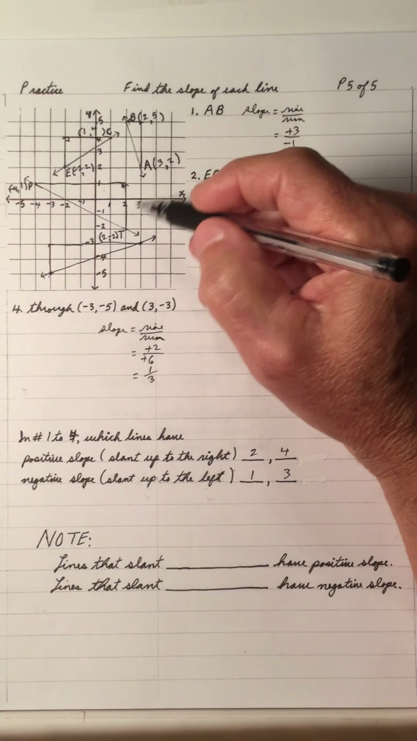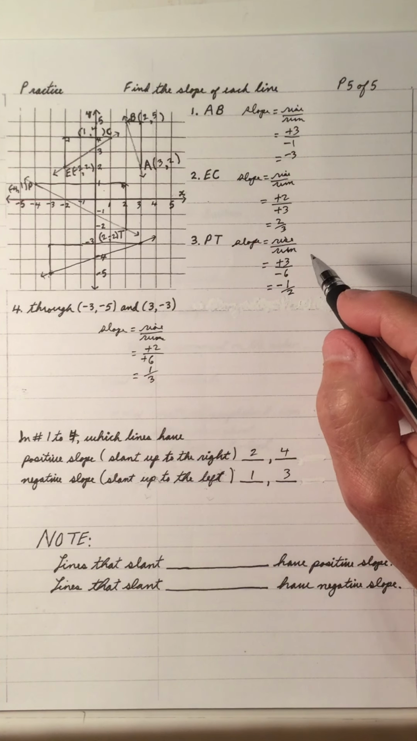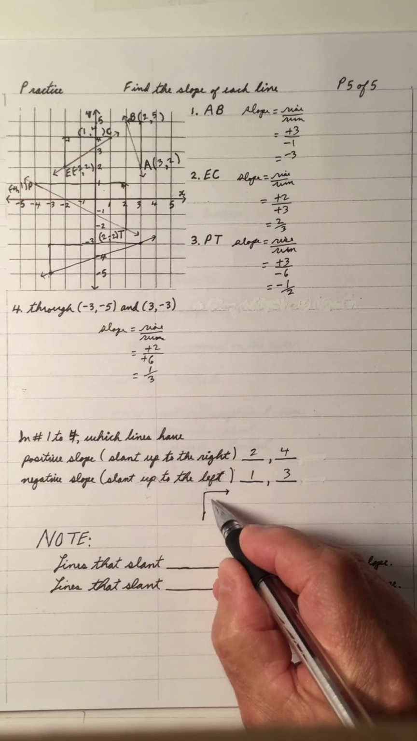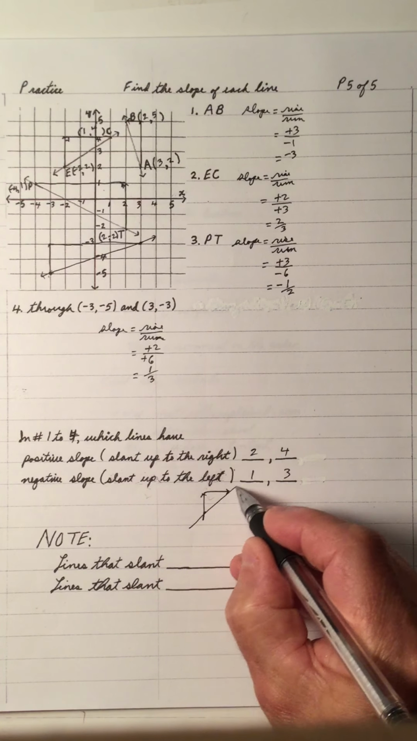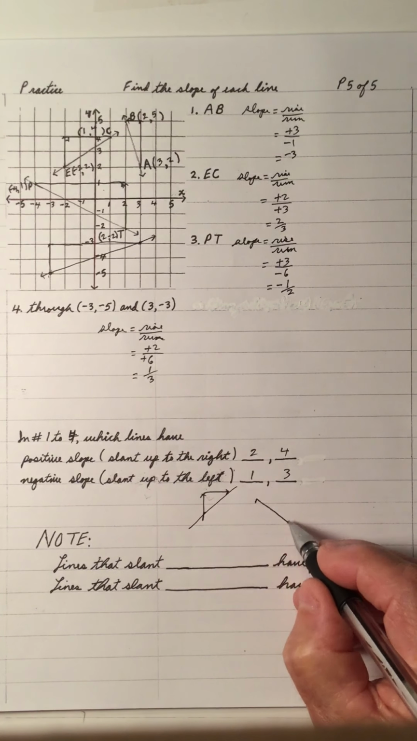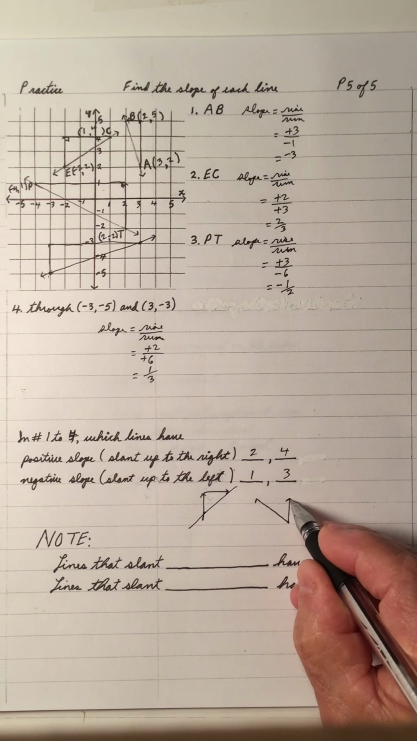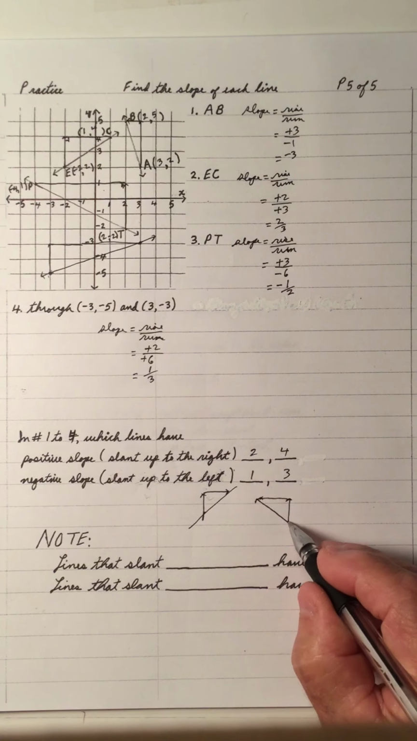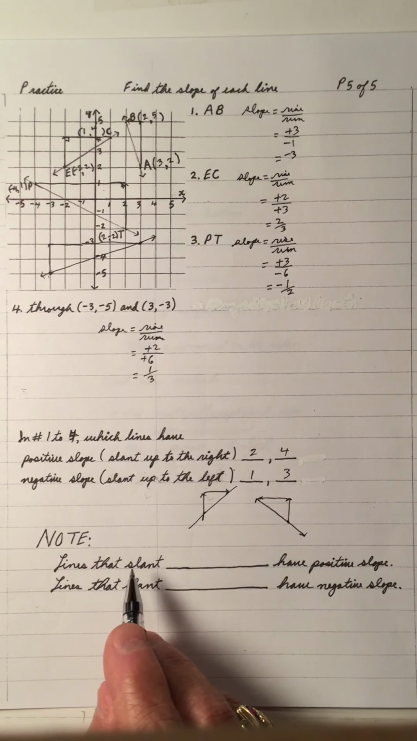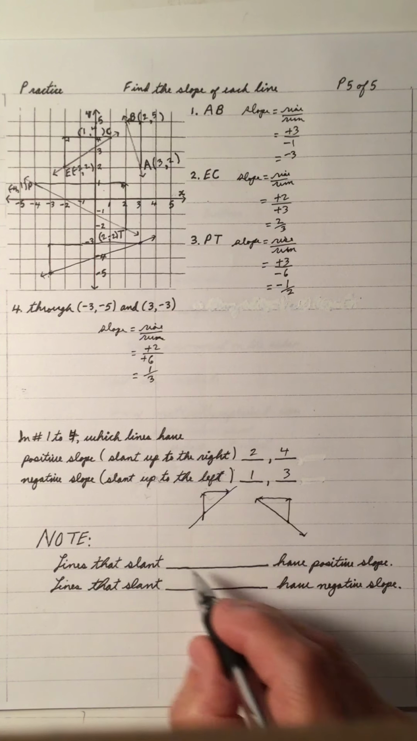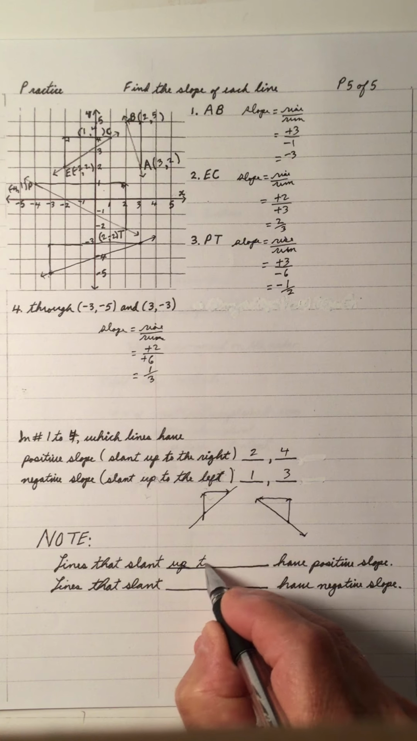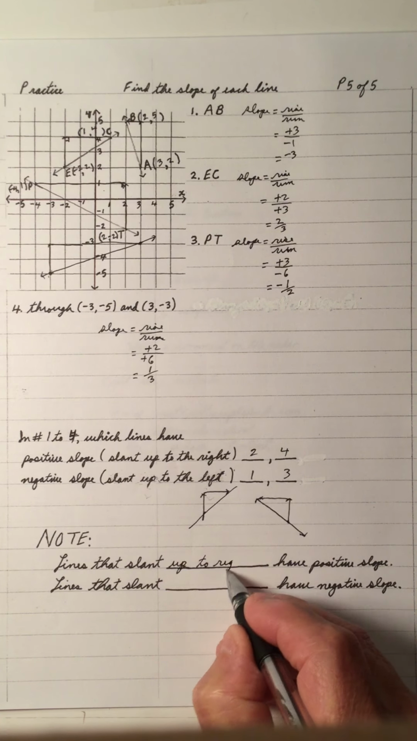Yes, they're negatives, but you can see from a graph, positive slope again goes up to the right, and there's the line, and a negative slope goes up to the left. You're going up and you're going left. So that's a negative slope. Note, lines that slope which way have a positive slope? I'm going to say lines that slope up and to the right.